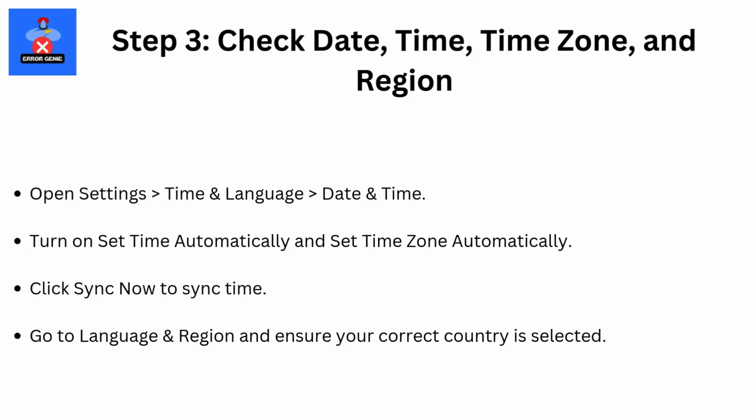Step 3. Check date, time zone, and region. Open Settings, then Time and Language, then Date and Time. Turn on Set Time automatically and Set Time Zone automatically. Click Sync Now to sync time. Go to Language and Region and ensure your correct country is selected.